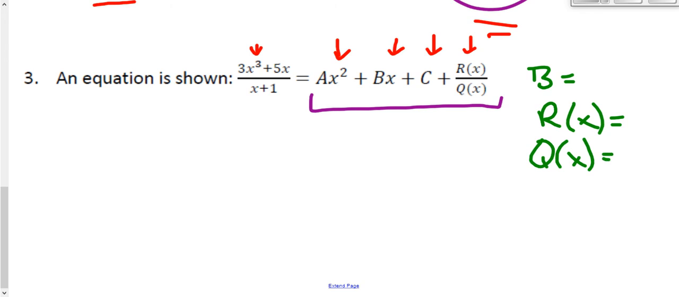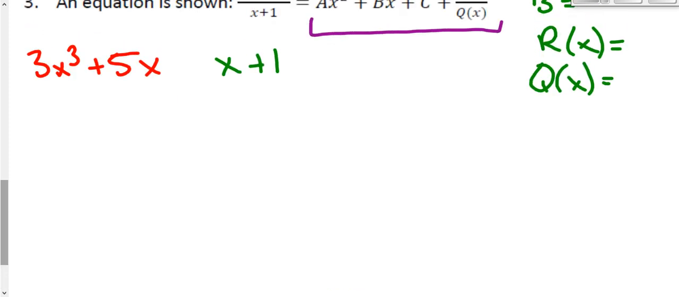So the numerator is what's on top. That's what we're dividing: 3x cubed plus 5x. And we're dividing it by x plus 1. Now let's go ahead and set up some synthetic division again, because x plus 1 is what we're dividing by, and x is only to the first power and has a coefficient of 1. So I'm going to do x plus 1 equals 0 to find the number that goes in the top left corner, which is going to be negative 1.